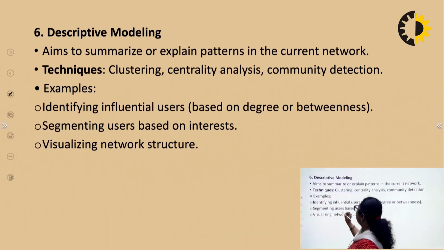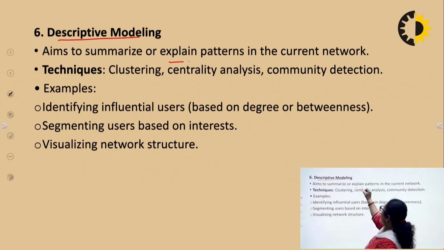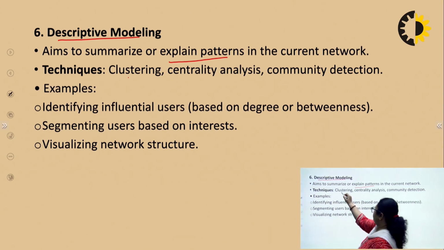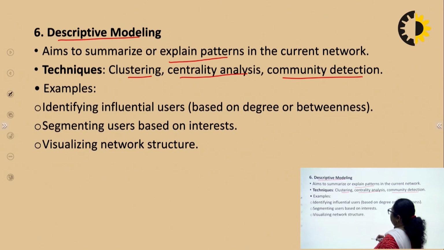So, descriptive modeling. Descriptive modeling explains the patterns in the current network. If we look at the techniques for descriptive modeling, we have clustering, centrality analysis, and community detection. Examples for descriptive modeling are identifying influential users, segmenting users based on interest, and visualizing network structure.